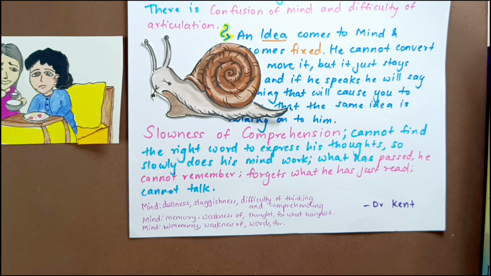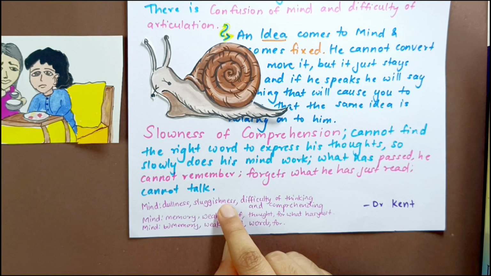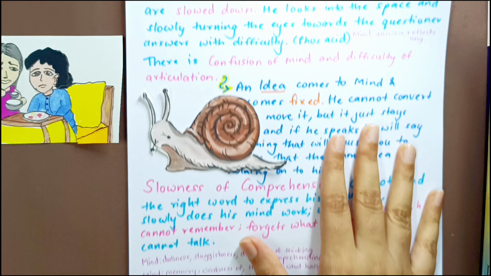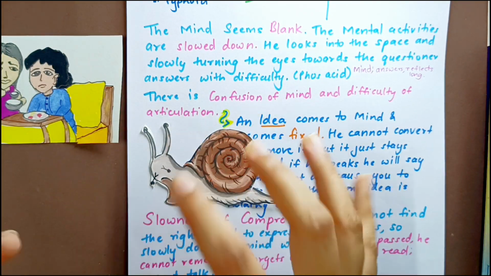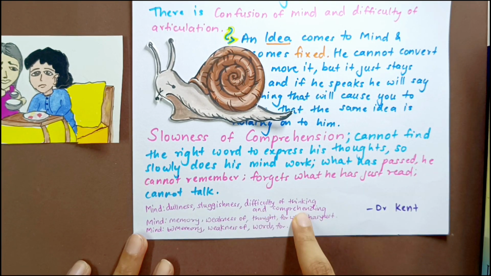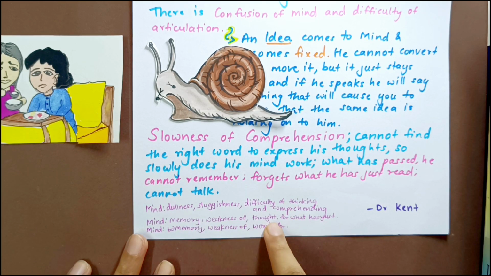Now if you meet somebody, not even take a case, just meet somebody and you find them to be like this, you get this experience while you are conversing with them, then what rubrics should you take? At that point of time, when you're not able to think of rubrics, you should remember what you have learned right now. You have to go to the mind section and see the rubric dullness, sluggishness. There's no rubric like mind slowness of comprehension, or mind difficulty of articulation. The same words are not going to be there, but what words are there is mind dullness, sluggishness, difficulty of thinking and comprehending. You see, mind memory, weakness of thought for what has just.